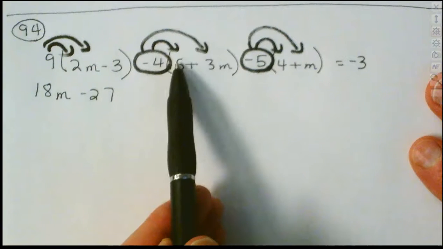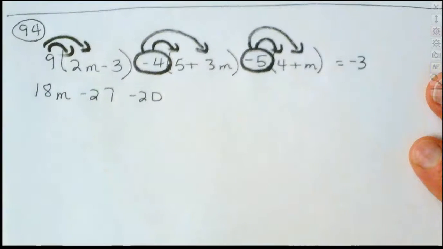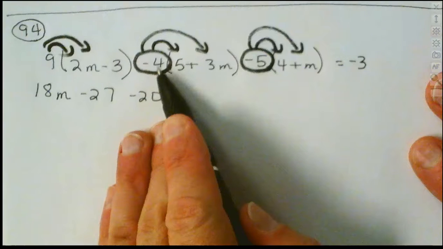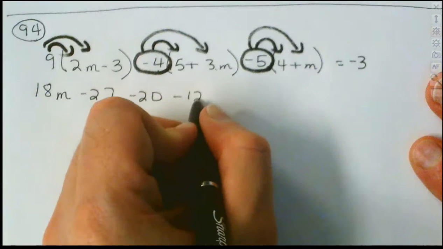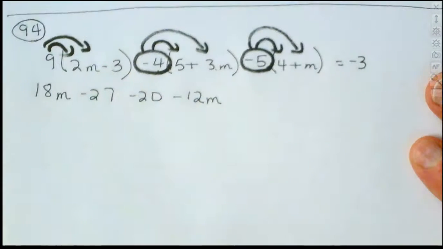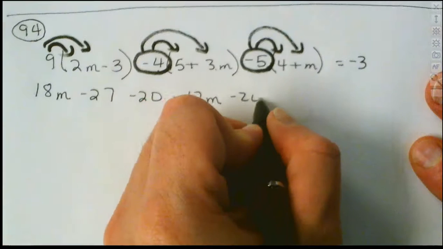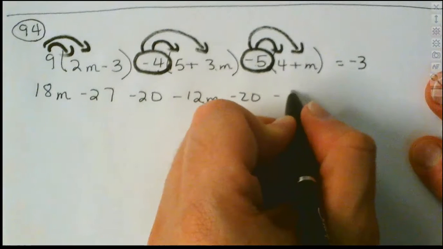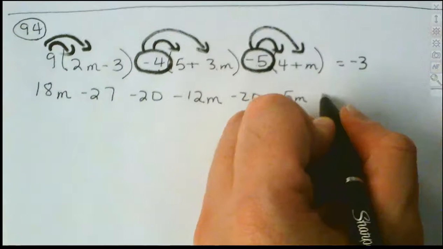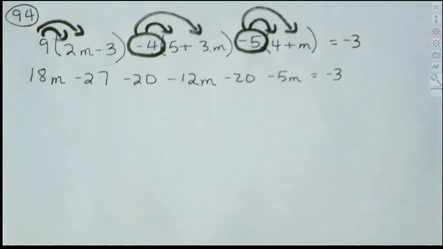Negative 4 times a positive 5, that's a minus 20. Minus 4 times positive 3, that makes it a minus 12m there. Minus 5 times 4, that's a minus 20. And minus 5 times m, that's a minus 5m. And that equals now negative 3. So now we need to combine like terms together.